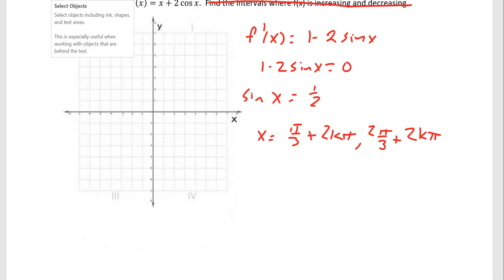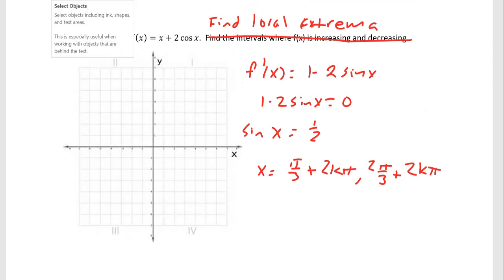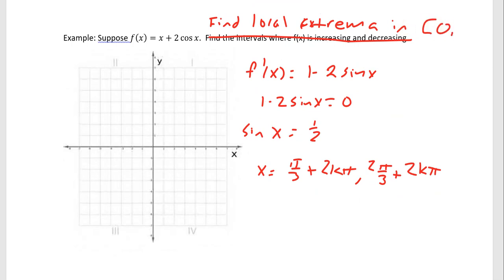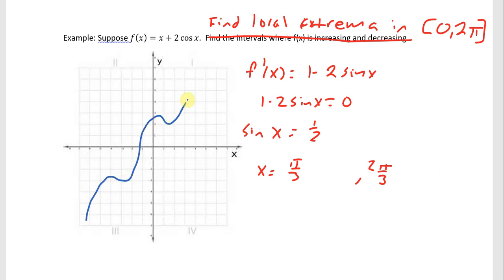So you know what? Let me change this question a little bit and say, let's find the maximum, minimum. We'll find the local extrema in the interval from 0 to 2 pi. So what that does is I'm taking out the going around the circles there. Okay, so in that interval, that's what we have. And remember, this function did this, kind of a very hilly climb there.